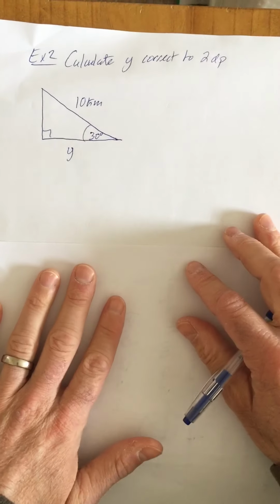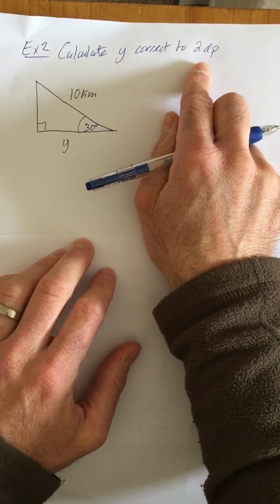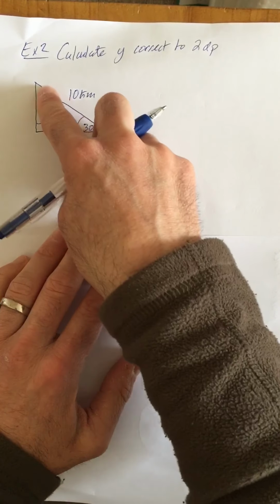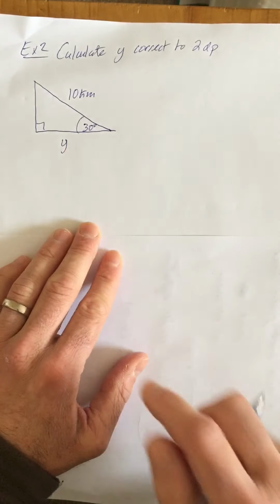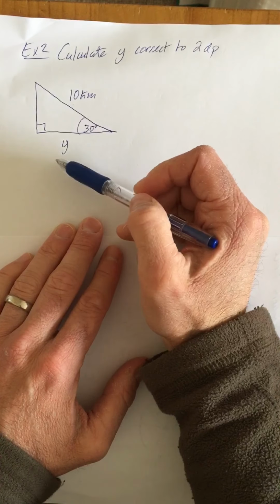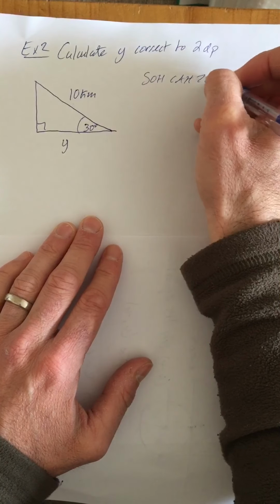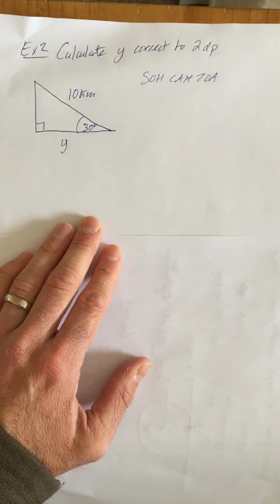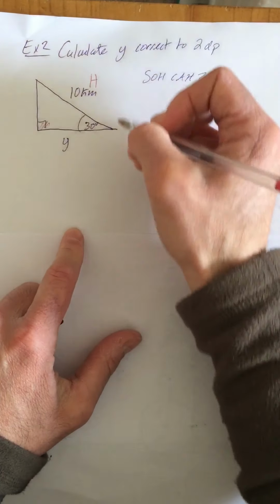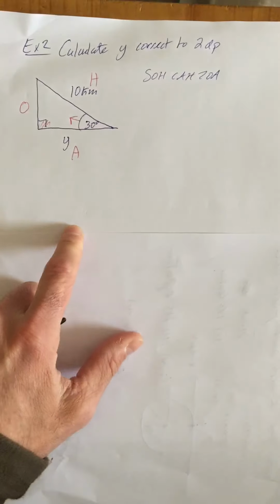In this second example, we have to calculate y correct to 2 decimal places. We've got a right-angled triangle with 10 kilometers here, and we want to figure out y. Again, we cannot use Pythagoras' theorem because we only know one side, so we go straight to SOH CAH TOA. Let's label our triangle. Because this is a right angle, this is H, this is 30 degrees, opposite that is O, and y must be the adjacent.